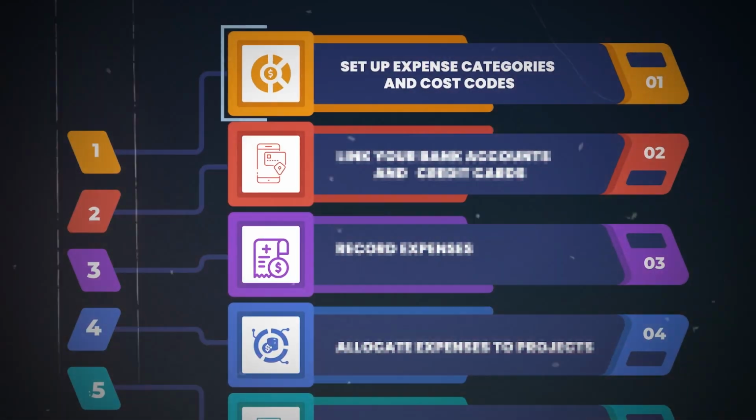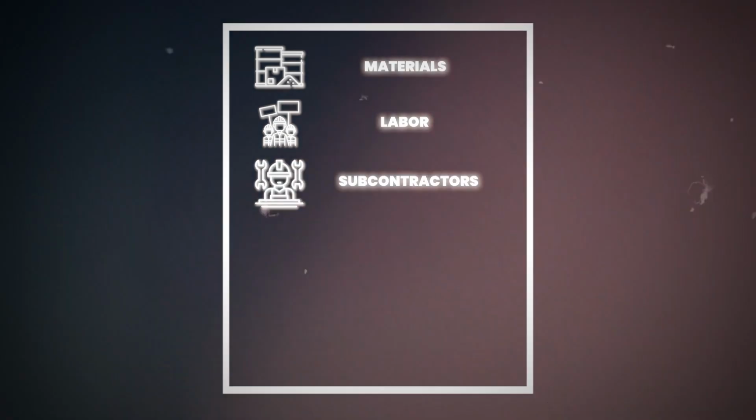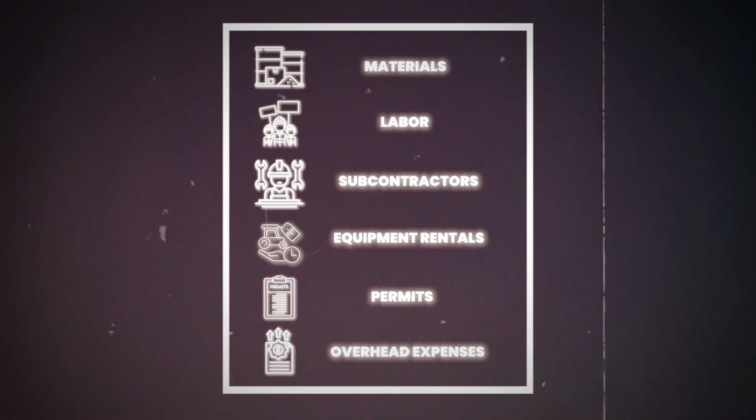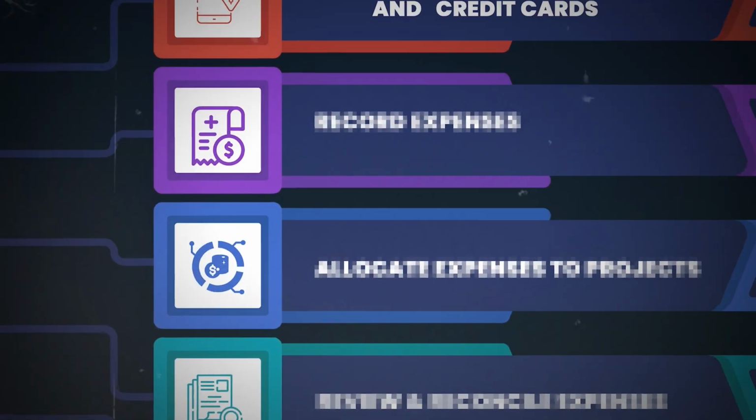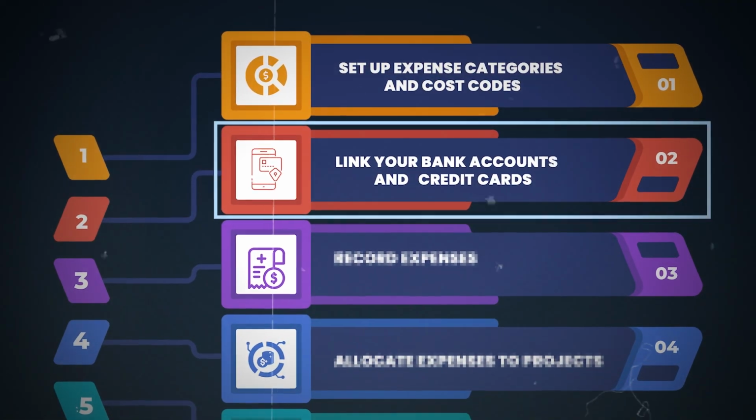Well, step one, set up expense categories and cost codes. Common categories include materials, labor, subcontractors, equipment rental, permits, and any sort of overhead expenses. And use products and services to create the cost codes you use for estimating your projects. Step number two, you have to link your bank accounts and credit cards, like we have already talked about earlier.